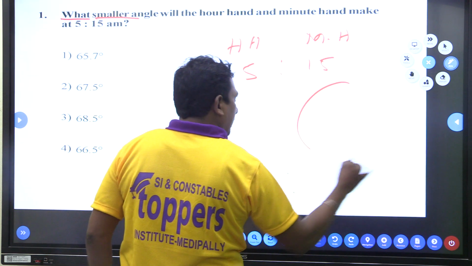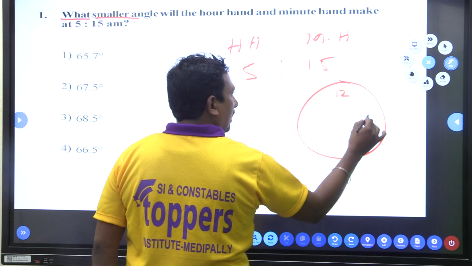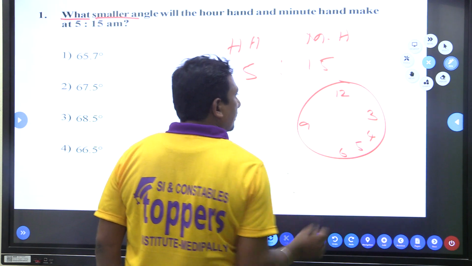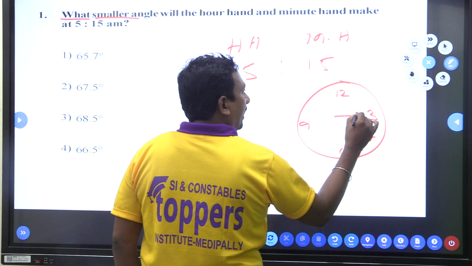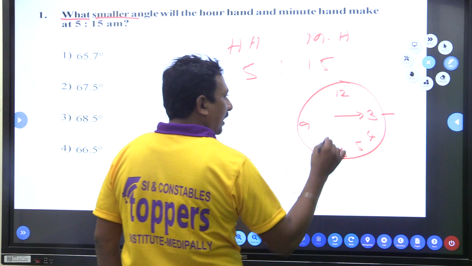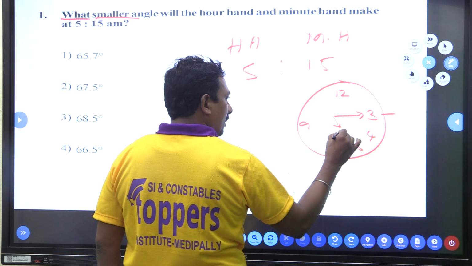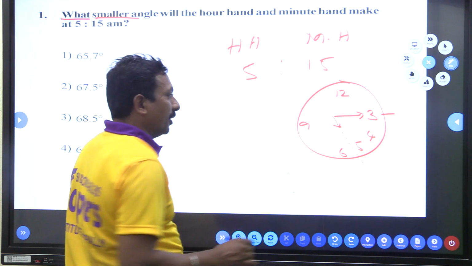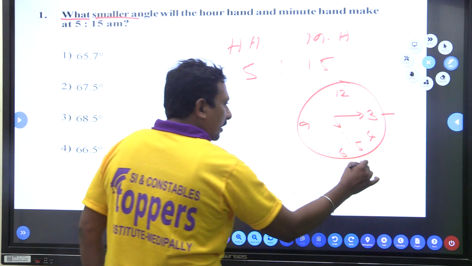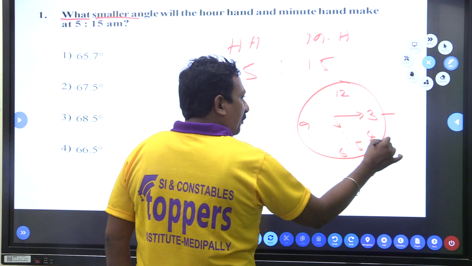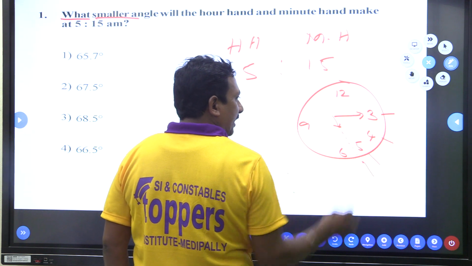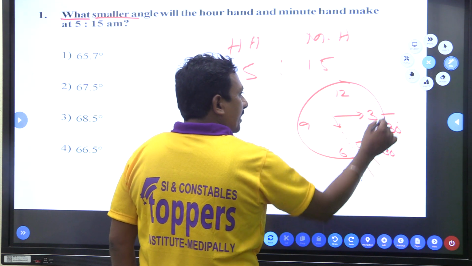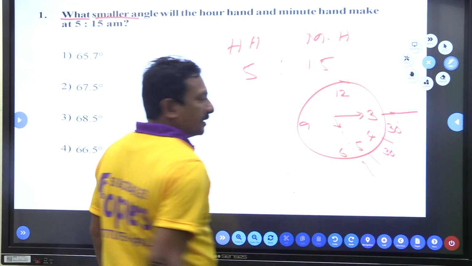This is a clock. 12, 3, 6, 9 are the major parts. The time indicates the minute hand is exactly on 3, and the hour hand is just past the 5. It is important: 3 to 4 is one part and 4 to 5 is another part. Each part contains 30 degrees. So from 3 to 5 we have 60 degrees.